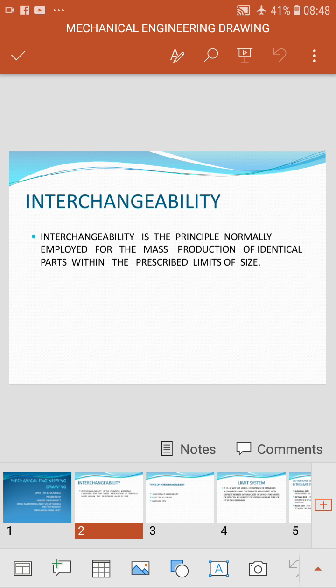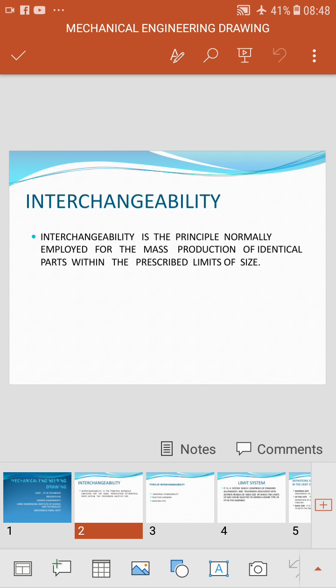The term interchangeability is a principle normally employed for the mass production of identical parts within the prescribed limit of size. This facilitates an at random selection of required components for an assembly. The parts so selected can safely be used in making an assembly and they will give satisfactory service. It is more advantageous than the other principle.